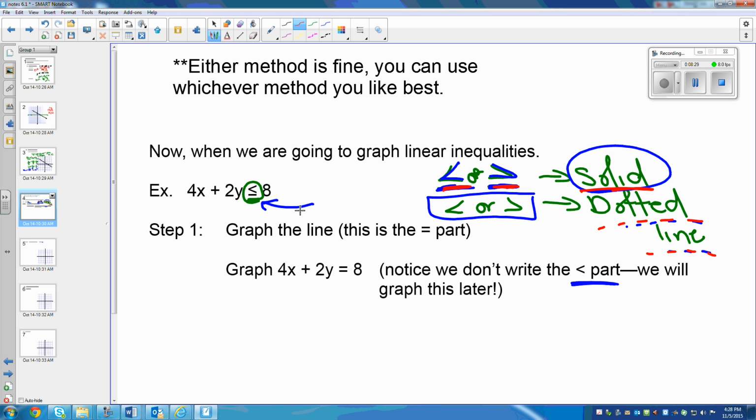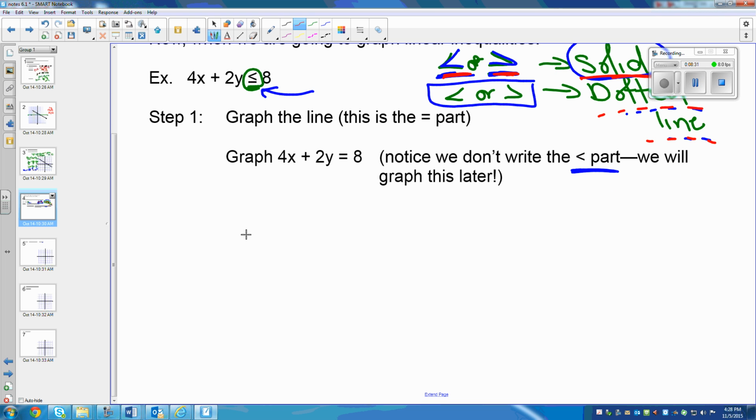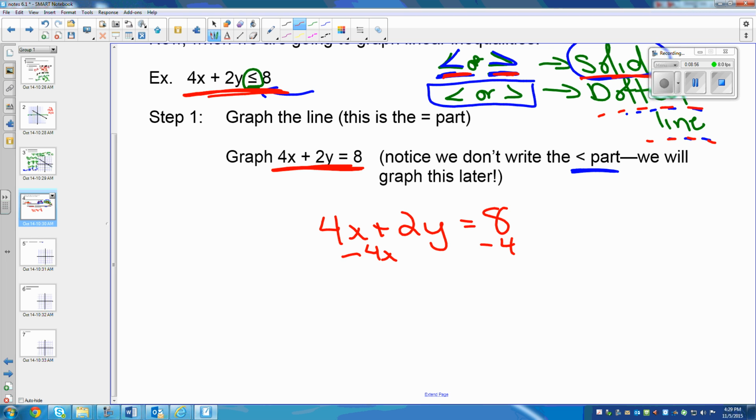So, let's graph. I took the question, which said 4x plus 2y is less than or equal to 8. And I just wrote it as an actual equation. 4x plus 2y is equal to 8. The first way I'm going to do is the slope-intercept form. Okay, so I'm going to solve for y. So I'll subtract 4x, and I'll get 2y is equal to negative 4x plus 8.